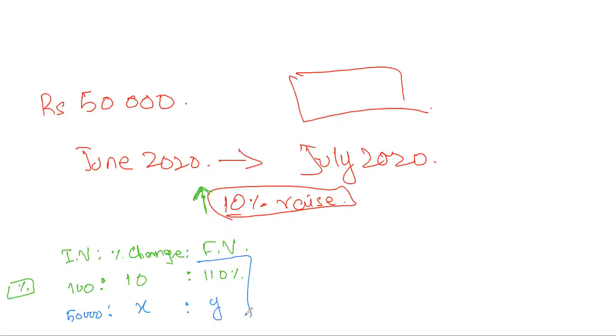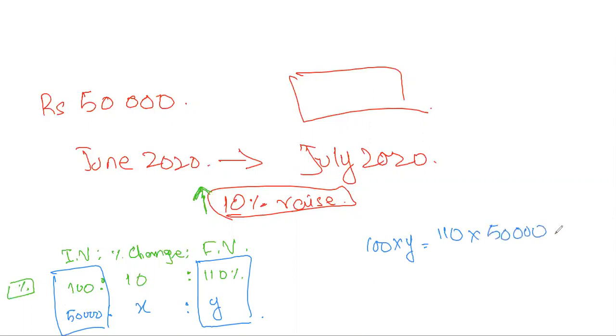So once again, I will apply my ratios here. I will take these two columns and cross multiply. 100 times y is 110 times 50,000. Right? So my y is 110 times 50,000 over 100. This is very simple. These 2 zeros would cancel. This is 110 times 500, which is 55,000.